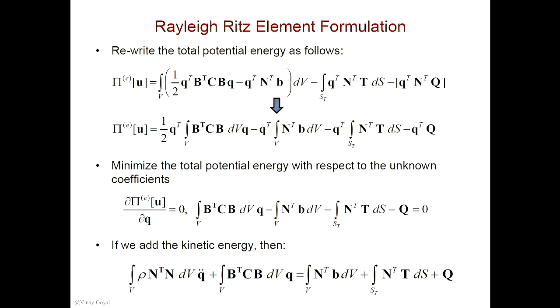We can add the kinetic energy. I could have added it right there, but I know how it's going to look, so I just added it here. So it's rho N transpose N dV q double dot. But we could have added it very nicely here as another term. It will not be too complicated to do because it will be just the integral over volume of 1/2 rho u dot squared. And then if you minimize that term, you will get this q double dot. But for now, that is what we get. If you have any questions, just talk to me at the end.